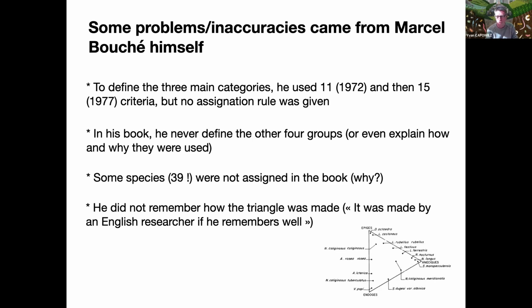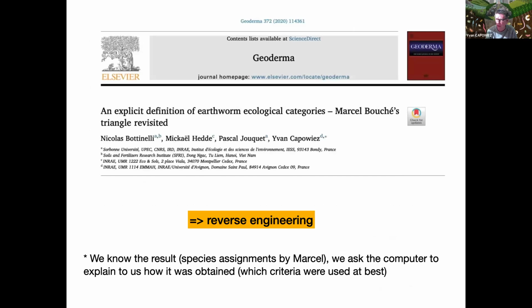Something funny for English people is that he did not remember how the ternary plot I presented previously was done. He just tells us, oh, I remember it was done by an English researcher, but I don't know where and why. Something strange. It means that at this stage, we think that we should revisit the data of Marcel Bouché, and it was done in this publication.